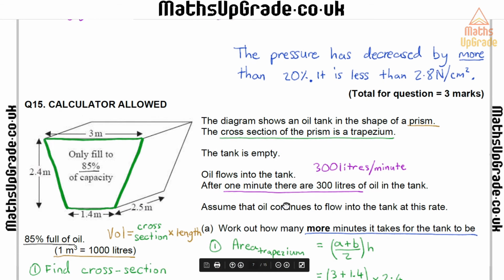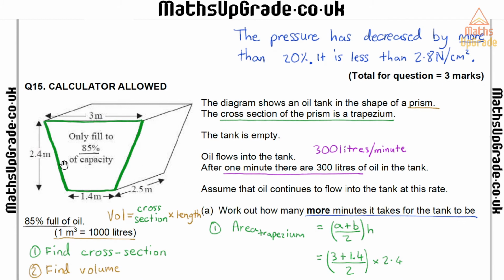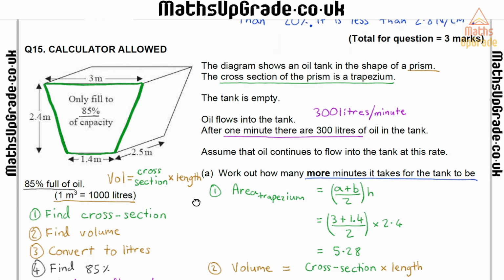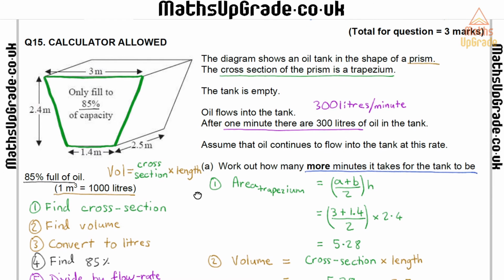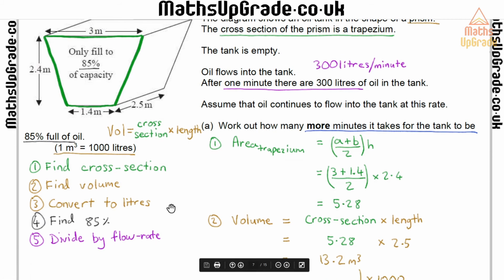So let's find, first of all, the cross section of this prism. Once I've found the cross section of the prism, I can then find the volume using this formula here. When I found the volume, I can convert that into litres. Then I can find 85% of that value, okay, and I can divide by the flow rate, then find the number of minutes it would take to fill up. And remember, okay, it's already taken 1 minute to flow in, so I need to subtract 1 minute at the end.